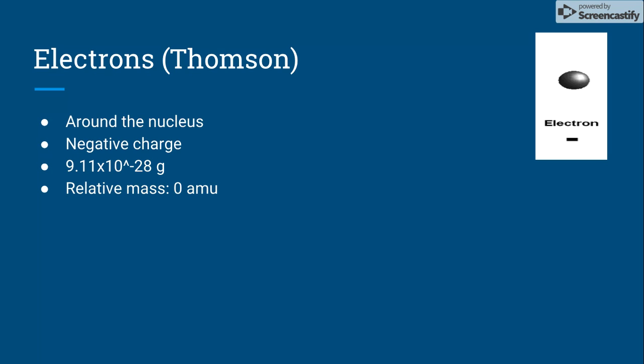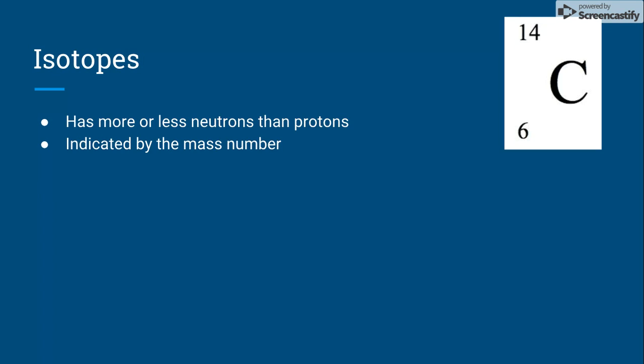However, the electrons themselves are very, very small. They have a mass of 9.11 times 10 to the negative 28 grams and a relative mass of 0 AMU, and they also have a negative charge. So, most of the time in an atom, it has the same amount of protons, neutrons, and electrons.